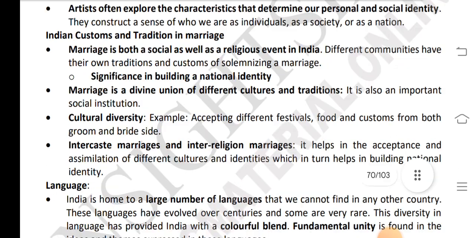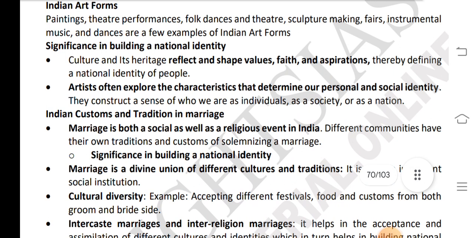Helps in building tolerance. The existence of various forms of diverse cultures in India has made India an example of tolerance. Example: celebrating Ramzan and Ganesh Chaturthi in the same lanes over the road.